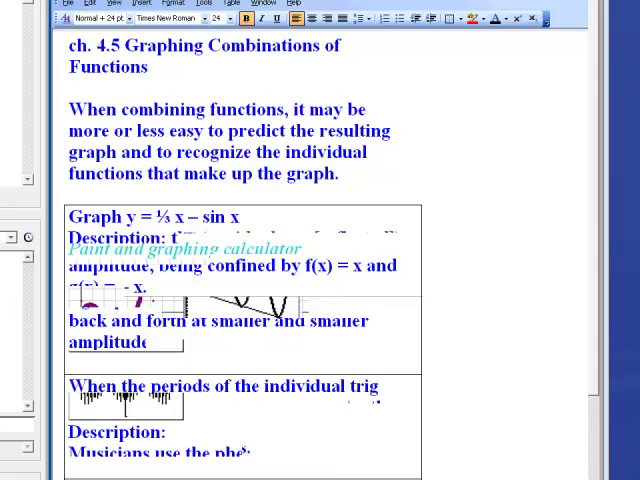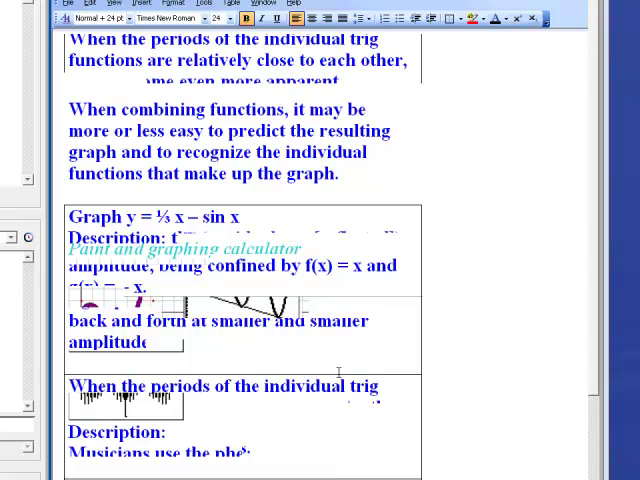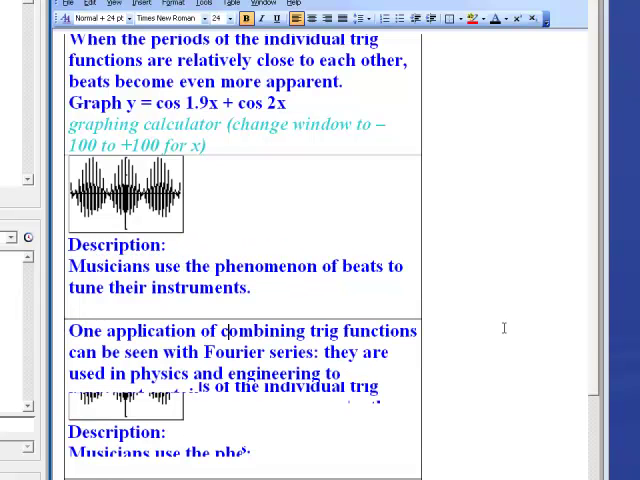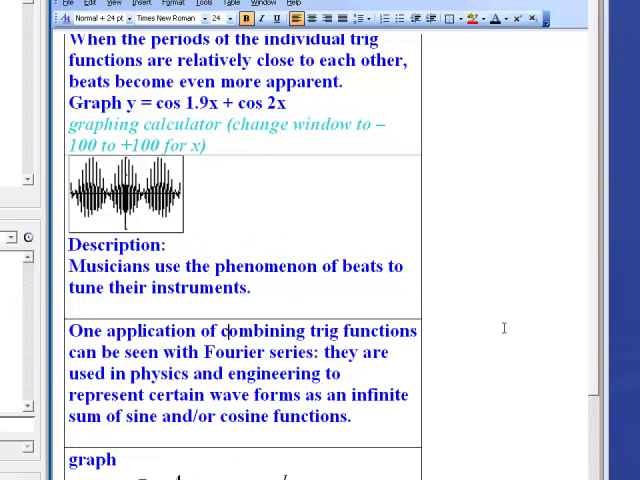Another application of combining trigonometric functions is by Fourier series, and they represent certain waveforms, and they can be used in physics and engineering and electronics to look at wave functions of electronics, for example. So here's one, and notice it looks really complicated. Pi over 2, that's just a vertical shift, right? Minus 4 over pi, that's just an amplitude with upside down, I guess.